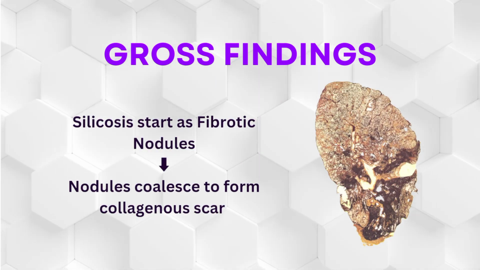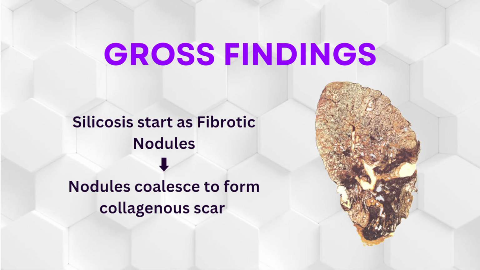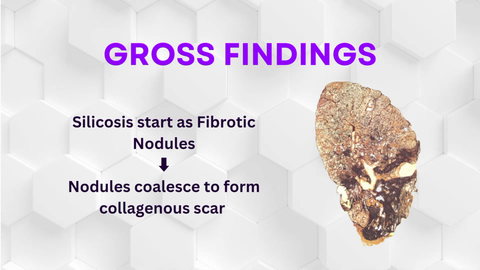Gross findings. On gross examination of the lung, silicosis starts as fibrotic nodules. With time, the nodules coalesce to form a collagenous scar.